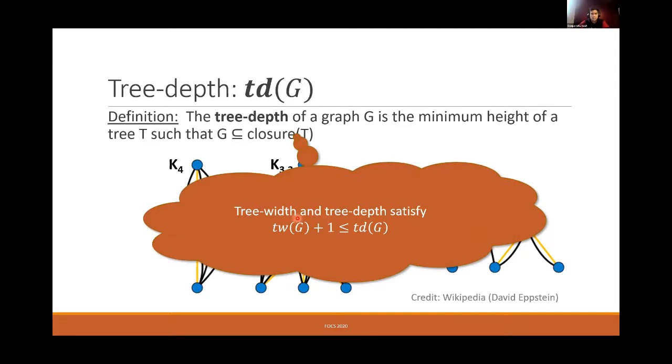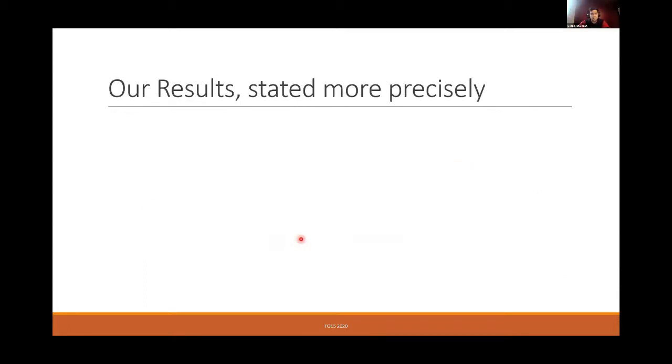Obviously, the formula size of sub G is at least the circuit size of sub G, and correspondingly the tree depth of G is at least the tree width of G.